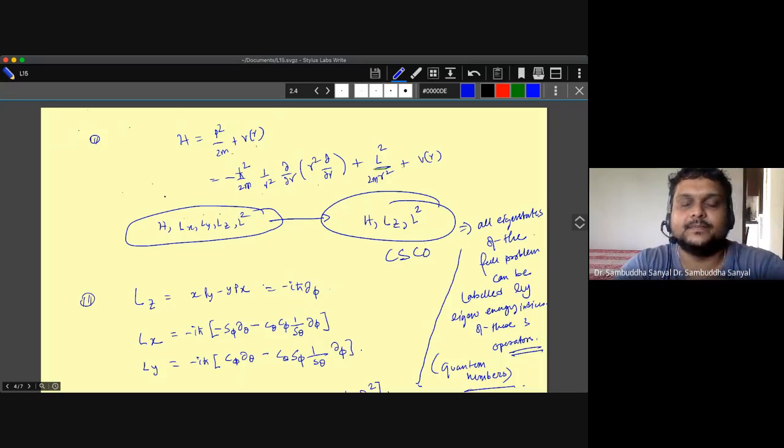For example, the 3D harmonic oscillator. Since you have seen the 1D and 2D harmonic oscillator in great detail, I'll not solve the 3D harmonic oscillator, I'll just outline the solution.